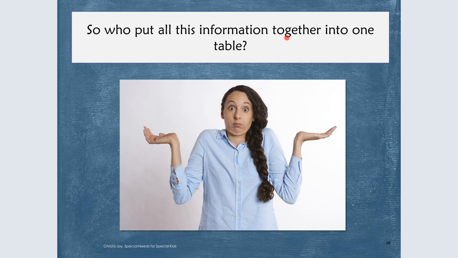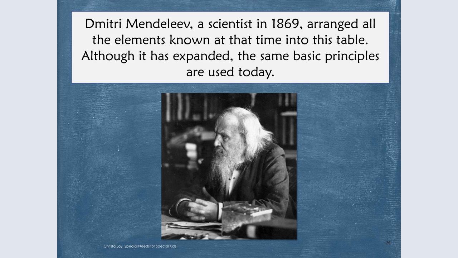So who put this information together in the table? All right, well, we're going to talk about that today. So Dmitry Mendeleev, in 1869, he arranged the elements known at the time into a table. Although it has expanded over the time, the same basic principles are used today.